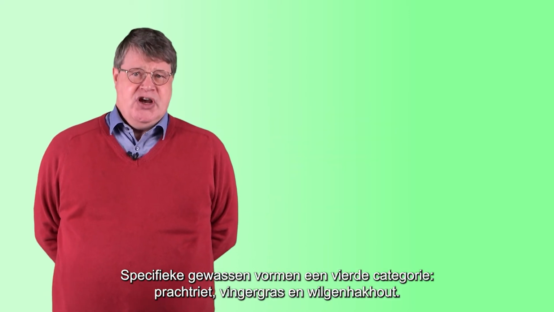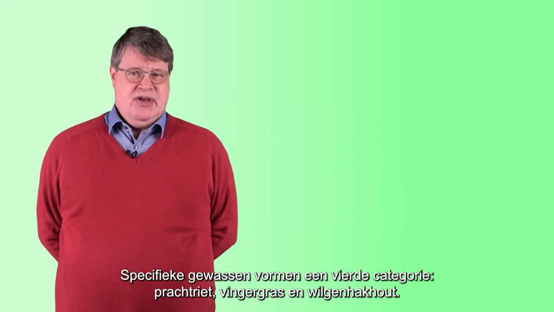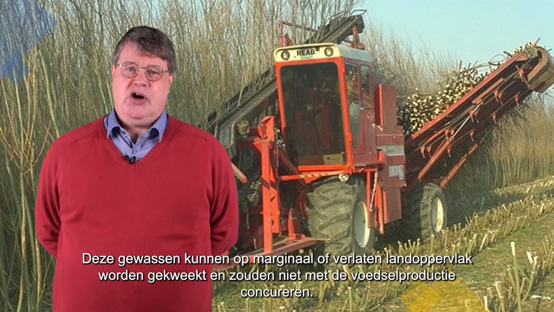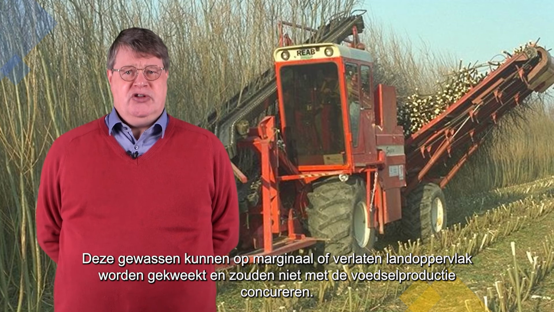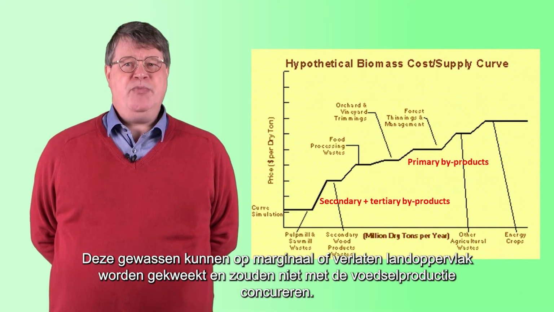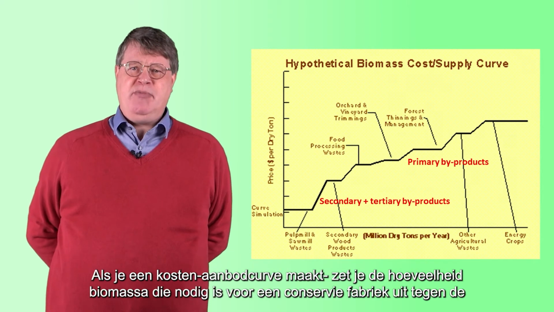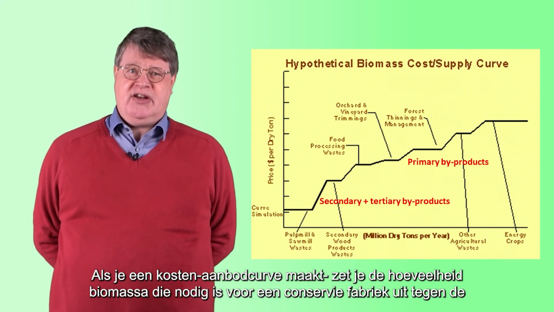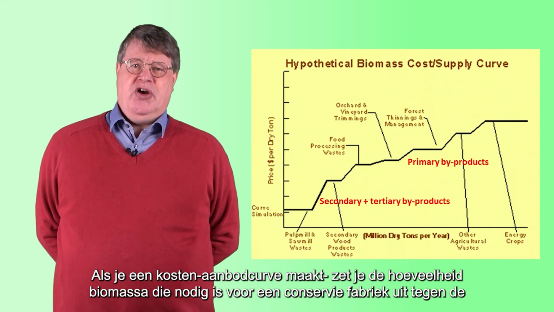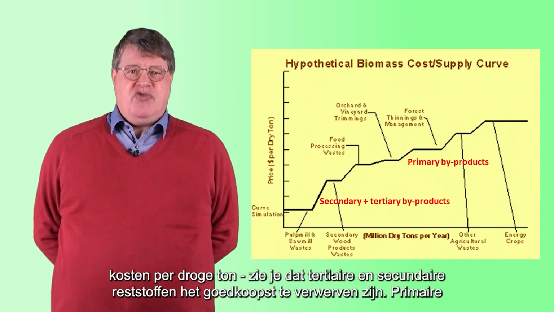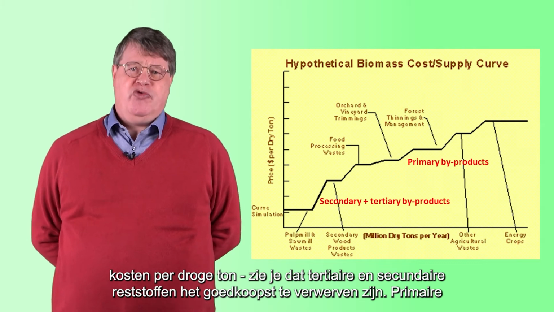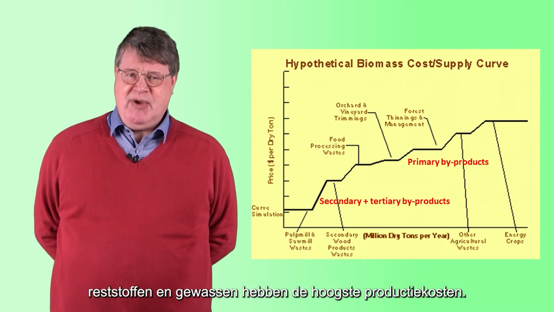Specific crops are the fourth category: miscanthus, switchgrass, and willow coppice. These crops can be grown on marginal or abandoned land and should not compete with food production. If you make a cost-supply curve, you plot the amount of biomass needed for a conversion factory against the cost per dry ton of the feedstock. You see that tertiary residues and secondary residues are cheapest to collect, while primary residues and crops are most expensive.